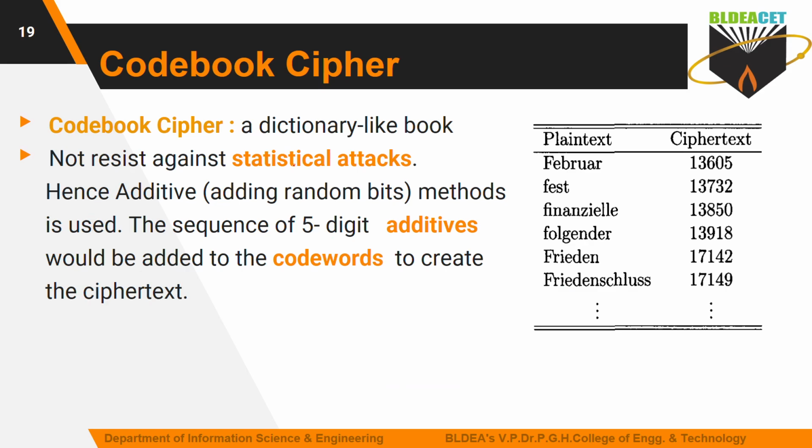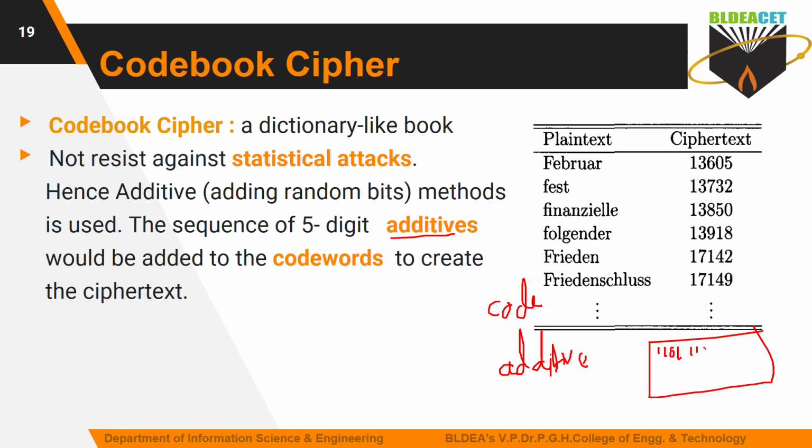To prevent the statistical attack, they used an extra additional version of this code book. They are using the additive method here. Along with the code book, they will maintain one more book, which we call the additive. This contains digits. It is a book of 5-digit numbers, like 5 1 1 0 0, 1 1 1 0 0 2, like this. Sorry, 5 digits.